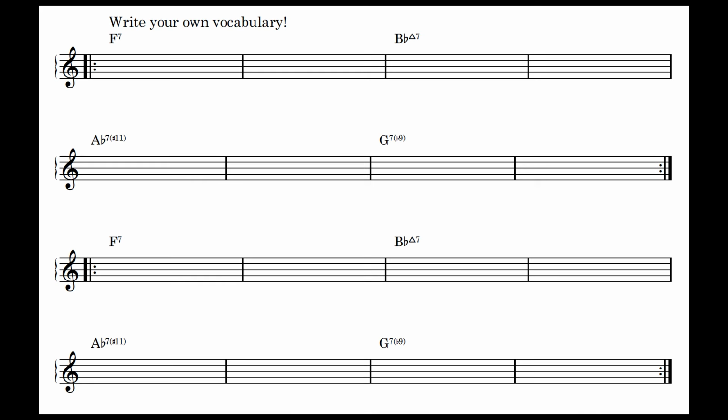Okay, so this week, what I've also done in the PDF is I've left 2 versions of the bridge blank for you. And I want you to write your own vocabulary. Write 2 versions of the bridge that you really like. It might take you a while, but that's kind of the whole point, is to really get in there with a fine-tooth comb and figure out from scratch maybe what you would enjoy using these sounds.